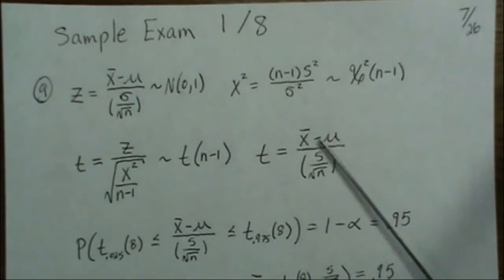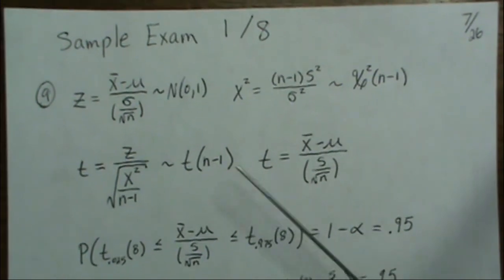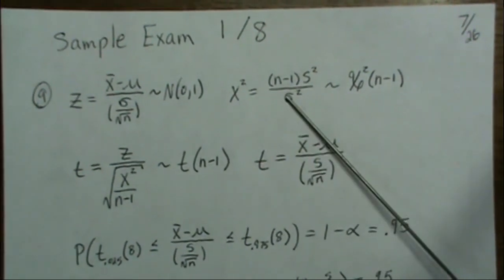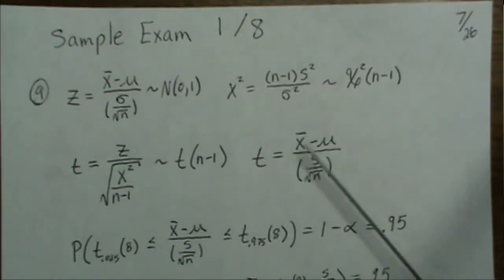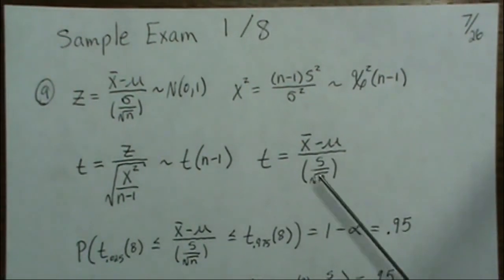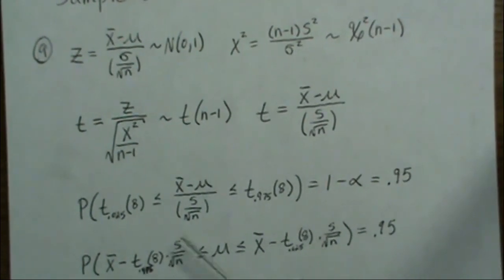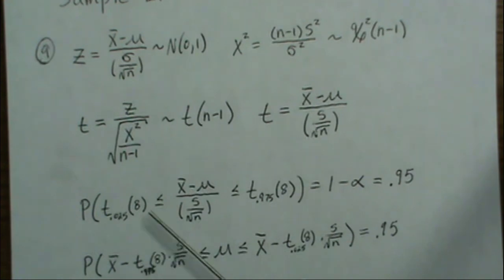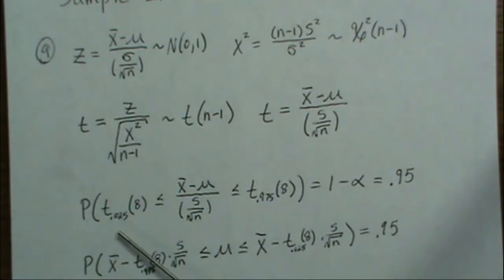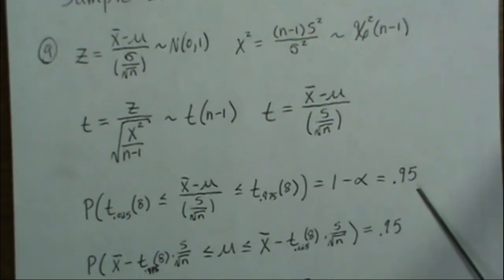And if we look at this relationship here, we take this z divided by that x, the square root, etc., and we come up with this. So that's a t-distribution. So if we plug this into this probability statement, where this is from the t-distribution with 8 degrees of freedom, the tail area is 0.05, and here the right tail is 0.025. The right tail area here is 0.025, which means a cumulative 0.975. That is a 95% confidence interval.